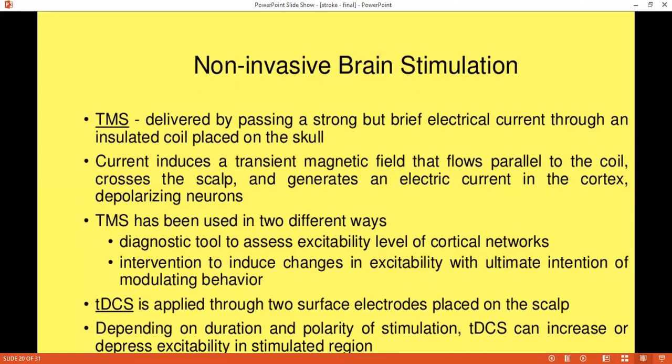It can be used in two different ways. As a diagnostic tool to assess the excitability level of cortical networks. As an intervention to induce changes in excitability, with the ultimate intention of modulating behavior. Direct current stimulation is applied through two surface electrodes placed on the skull. Depending on the duration and polarity of stimulation, direct current stimulation can increase or depress the excitability of the stimulated region.